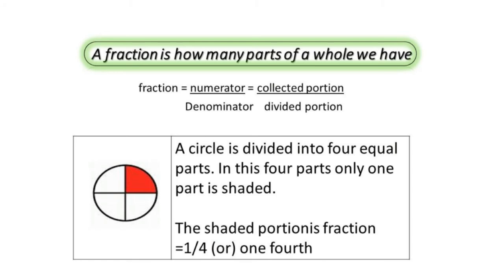A fraction is how many parts of a whole we have. Fraction is equal to numerator by denominator. Numerator is the collected portions and denominator is the divided portions. Observe the following pictures. A circle is divided into 4 equal parts. In these 4 parts, only one part is shaded. The shaded portion is the fraction 1 by 4 or 1/4.